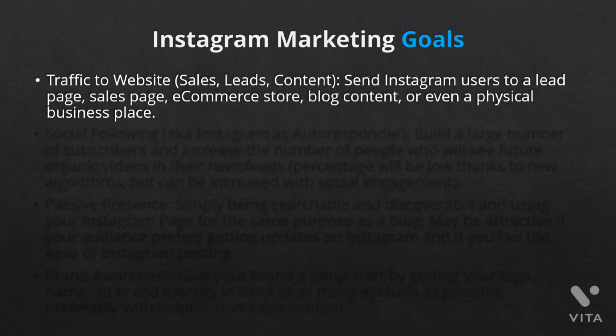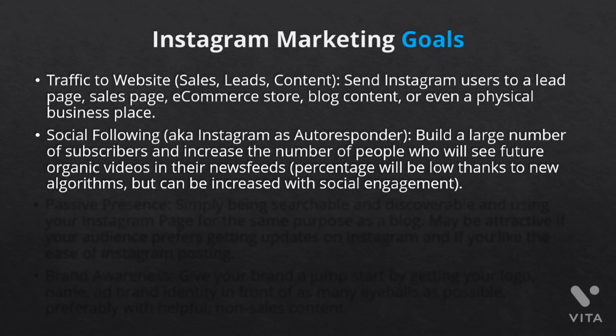Next up, social following, also known as Instagram as autoresponder. In this goal category, your aim is to build a large number of followers. The reason we also refer to this as Instagram as autoresponder is because the main sought-after benefit here is to increase the number of people who will see your posts in their feeds. In this sense, your Instagram posts become similar to sending out an email broadcast via your autoresponder. If you grow a large enough community, this can be very beneficial, and if your content is engaging enough to get a lot of traction in the form of likes, comments, and shares, you can significantly increase the range of your organic reach into people's feeds.